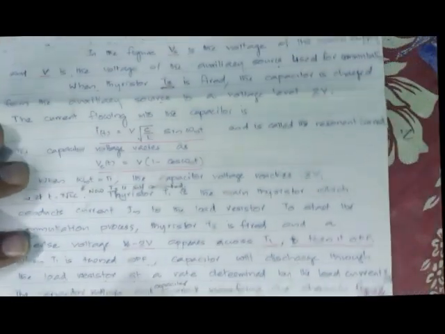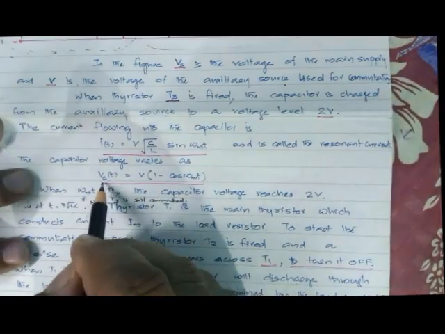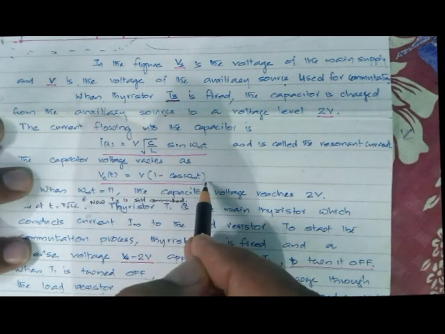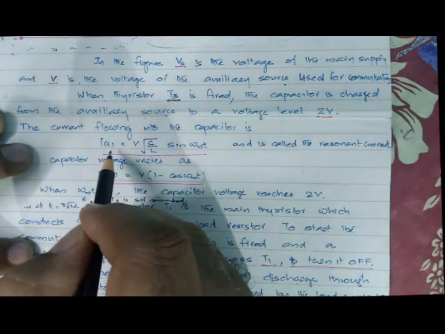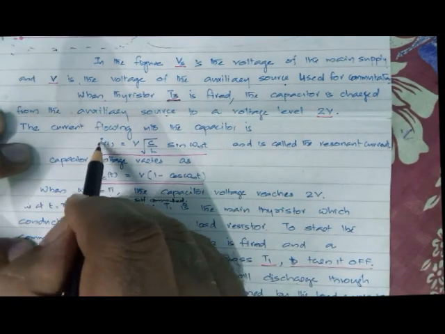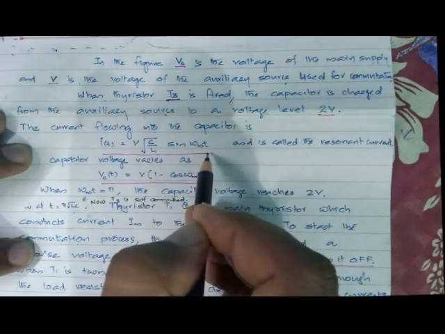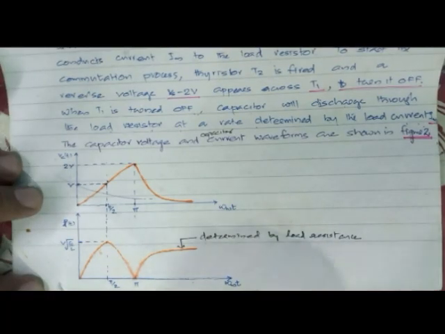The capacitor voltage varies according to the relation Vc equal to V into (1 minus cos omega mt). Also, the charging current of the capacitor is given by the formula Ic equal to V root C by L sin omega mt. Now, this is the charging current.